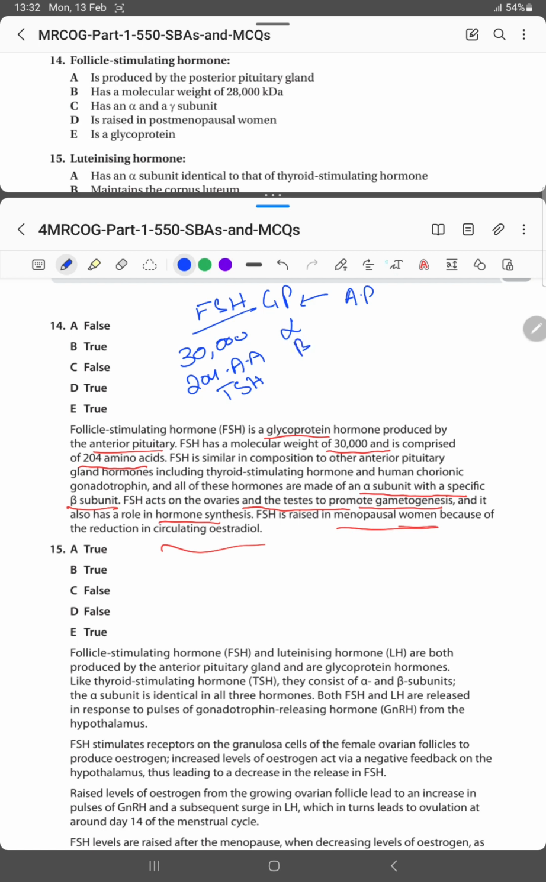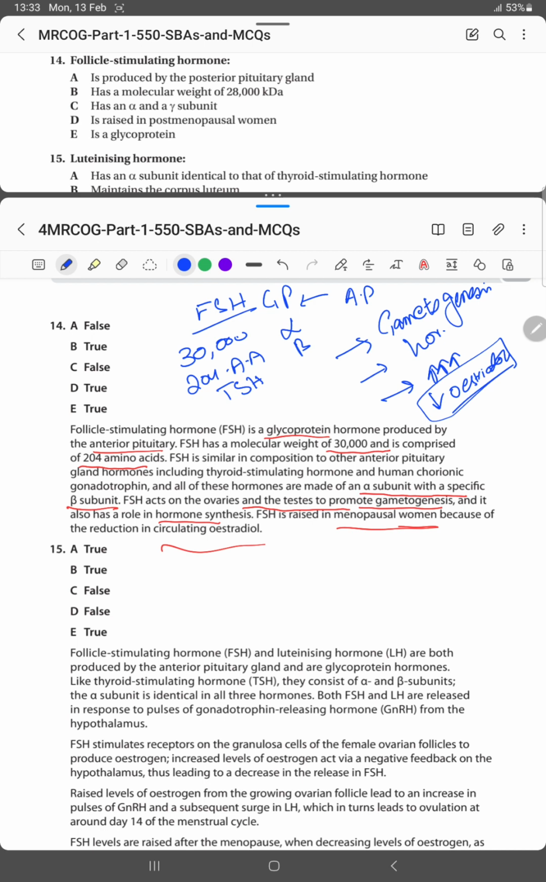FSH acts on the ovaries and testes to promote gametogenesis. The major role of FSH is in gametogenesis, and it also has a role in hormone synthesis. FSH is raised in women who have achieved menopause, and this is because there is a reduction in estradiol. When there is a reduction in estradiol, the FSH will increase.